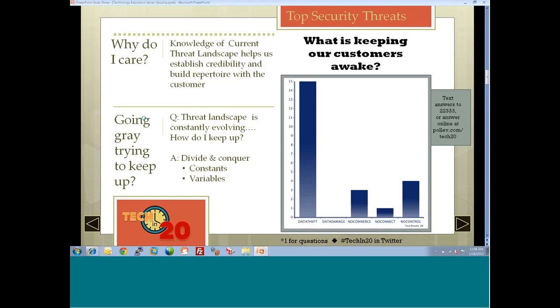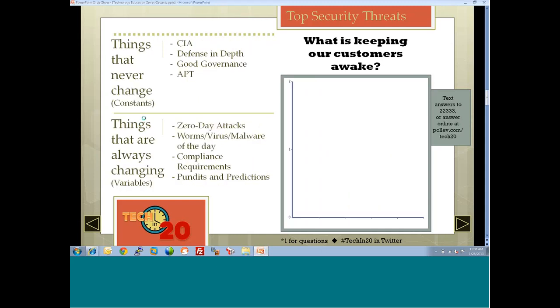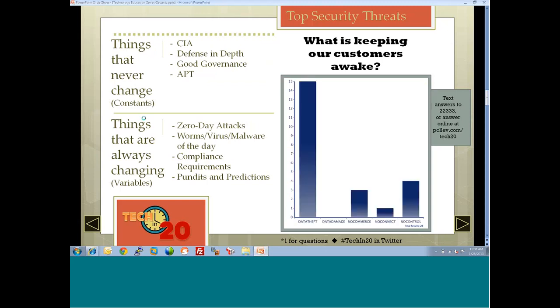So what are those constants and variables? The constants essentially are things that don't change. Those are fundamental paradigms of security against which you can understand the impact and the nature of security. I give you a few of those, and there are constantly new ones being added, but they don't change so often. They are pretty much prevalent in the security business.